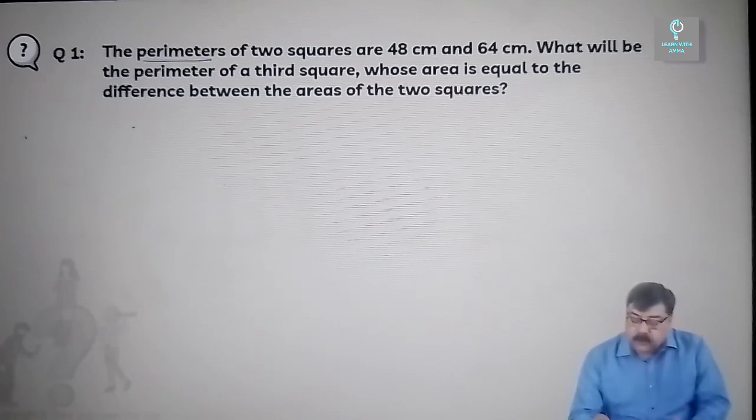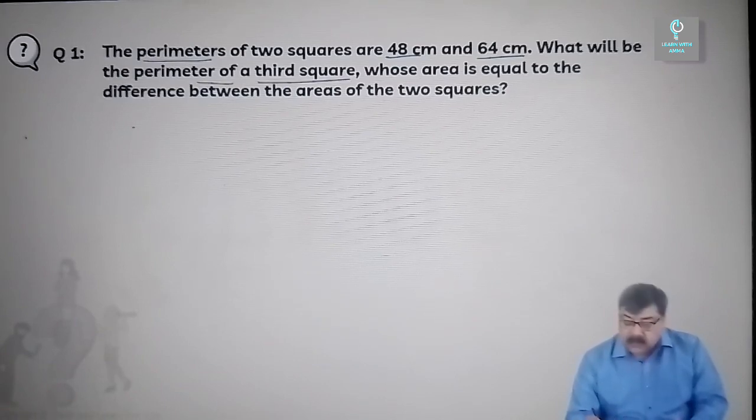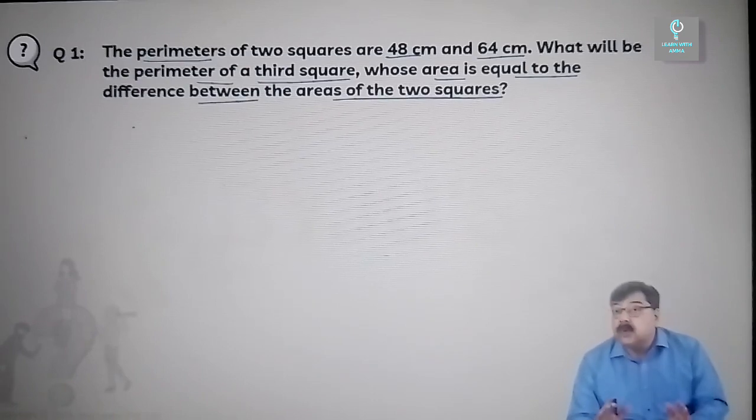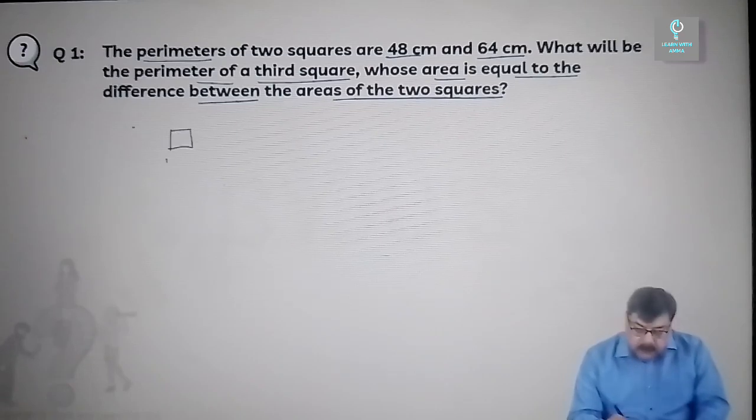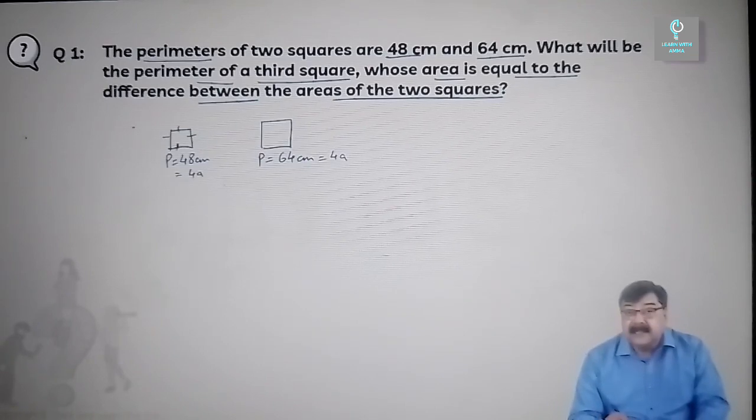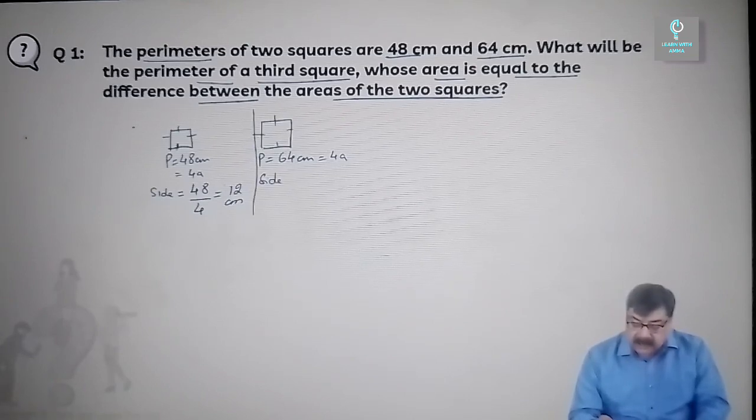The perimeters of 2 squares are 48 centimeter and 64 centimeter. What will be the perimeter of a third square whose area is equal to the difference between the areas of the 2 squares? Let's go slow. Now first of all, there is a square whose perimeter is 48 centimeters. There is another square whose perimeter is 64 centimeter. Now what is the perimeter of a square? Perimeter of a square is 4a. So that means that each side of the small square shall be equal to 48 by 4, that is 12 centimeters. And in this case, each side of the square shall be equal to 64 by 4, that is 16 centimeters.